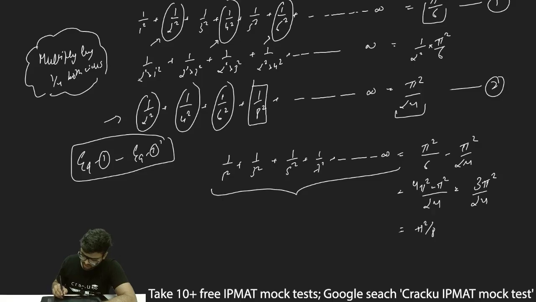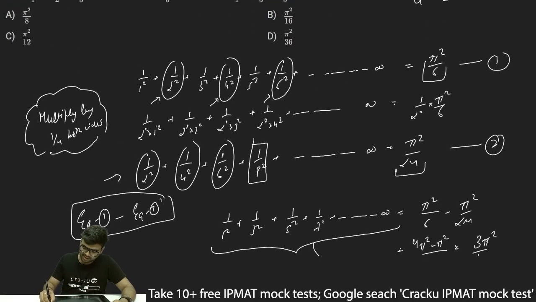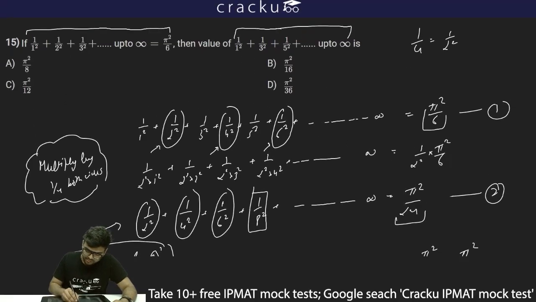So the sum of the series when the denominators are all odd squared numbers is pi square by 8, which we ultimately needed to find out, which was 1 square plus 3 square plus 5 square. This is equal to 3 pi square by 24, or pi square by 8, and therefore option A, pi square by 8, will be the correct answer.